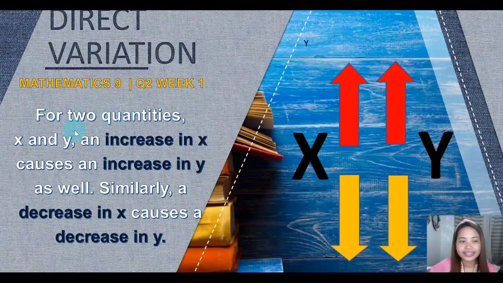For two quantities x and y, an increase in x causes an increase in y. Similarly, a decrease in x causes a decrease in y. So this is the condition that is related to the examples that I showed you a while ago.